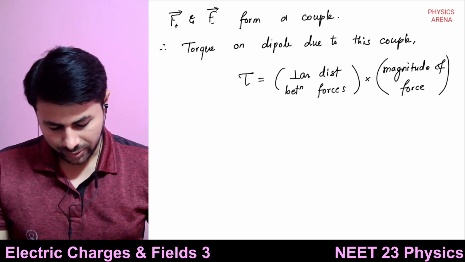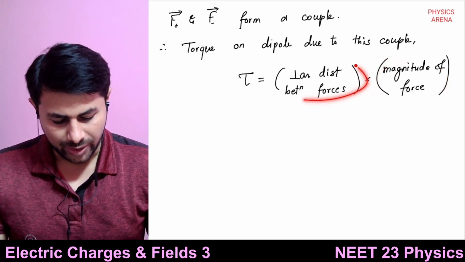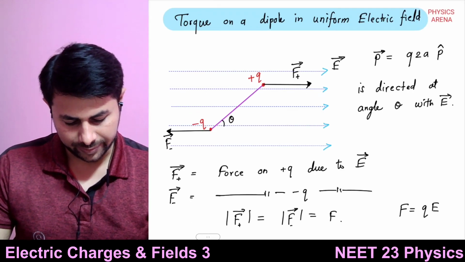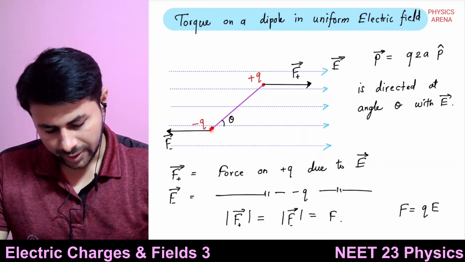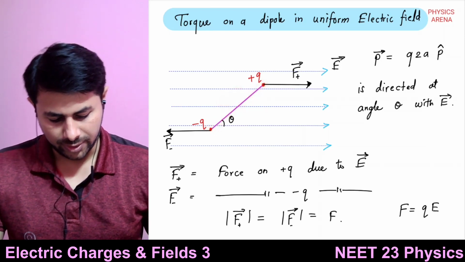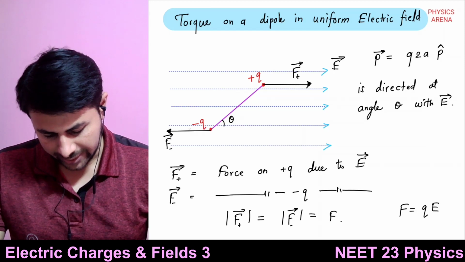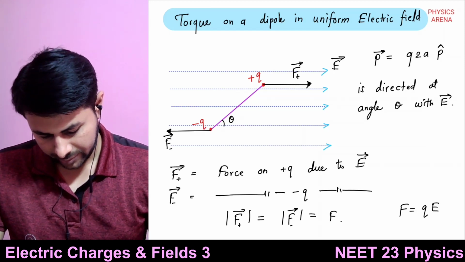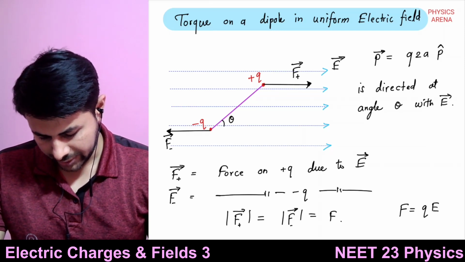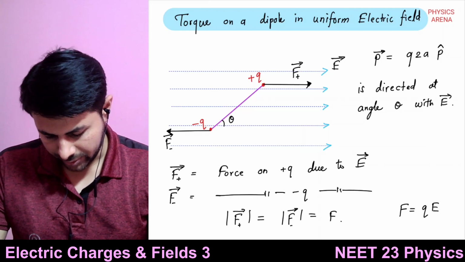We know the magnitude of the force is Q multiplied by E. We have to find out the perpendicular distance between these two forces. So see, this distance is 2A. So if I stretch this line, let us use this thing only.